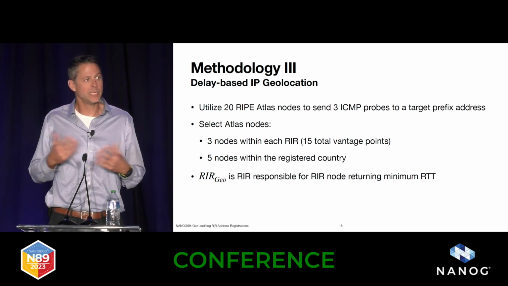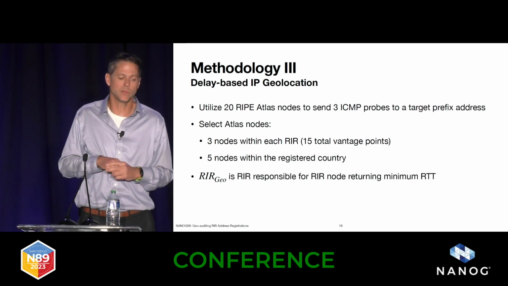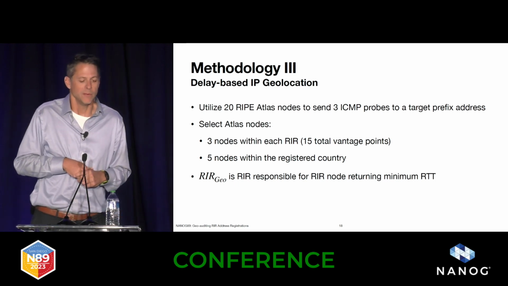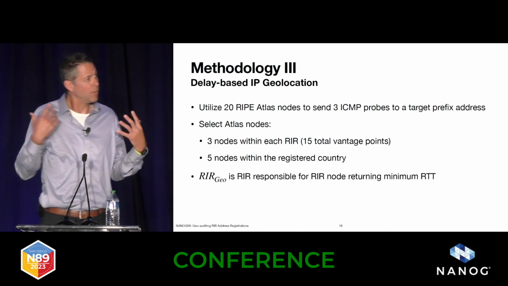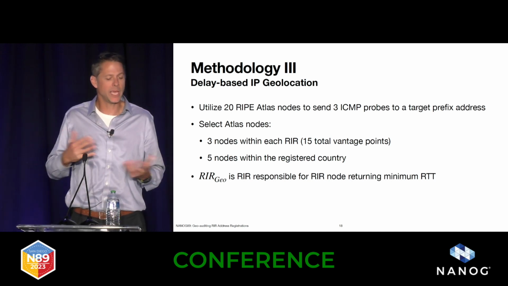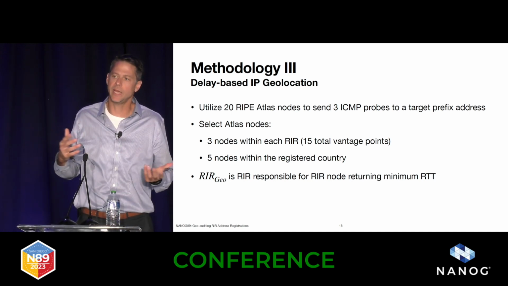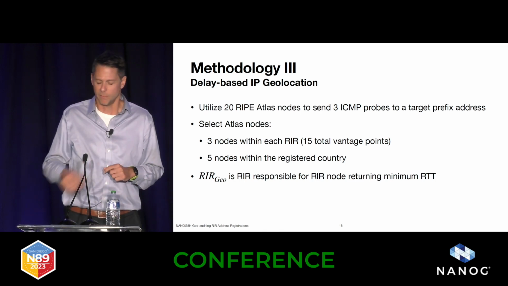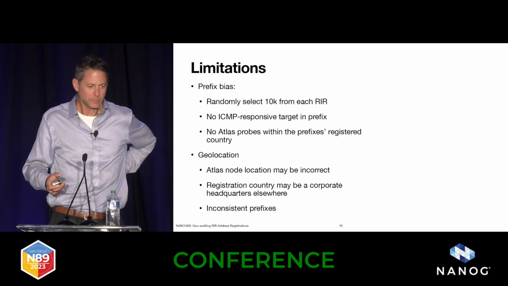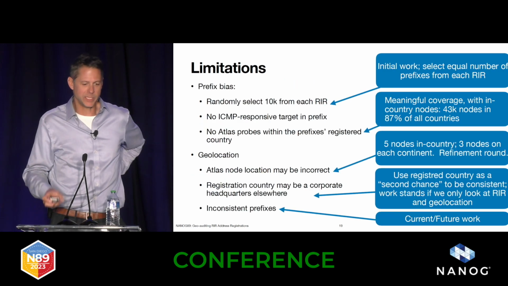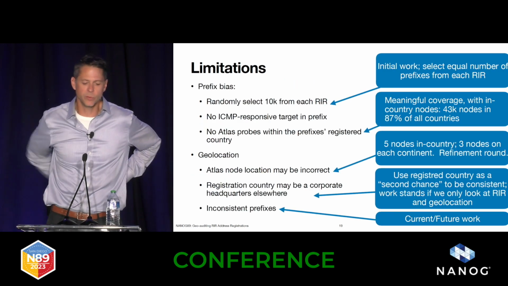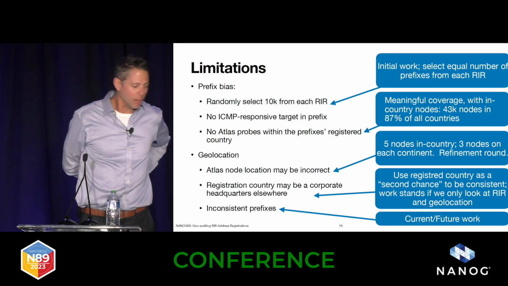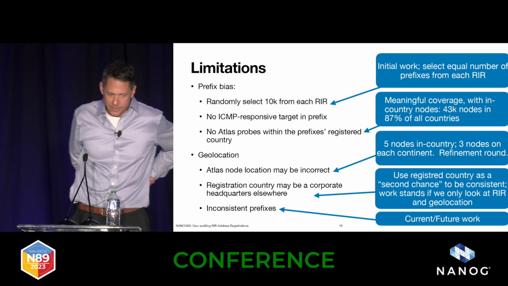There's some more details, but in essence, we're going to figure out the most likely RIR geolocation based on which of these vantage points gives us the minimum RTT, the minimum round trip time from doing this pinging. Of course, there's a bunch of limitations here, and this is true with any measurement-based approach. We're doing an inference, right?